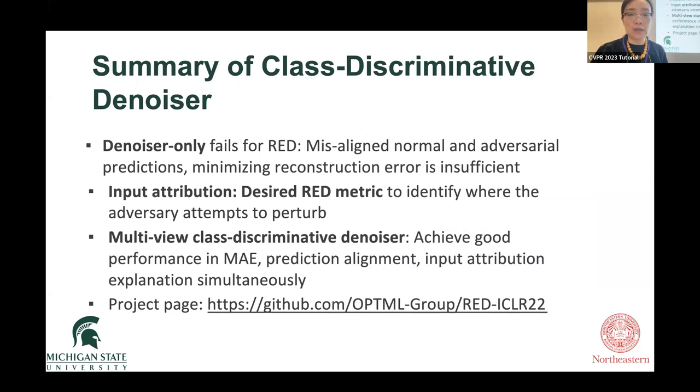This is due to the misaligned normal and adversarial predictions, so minimizing only on the reconstruction error is not enough. Also, we found that the input attribution alignment is a desirable IED metric to identify where the adversary attempts to perturb. And as a summary, by our class discriminative denoiser framework, we can achieve good performance in the mean absolute error, prediction alignment, and input attribution explanation simultaneously.